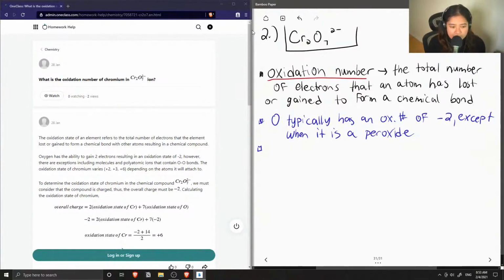And another helpful tip is that the sum of the oxidation numbers in a compound is equal to its overall charge.